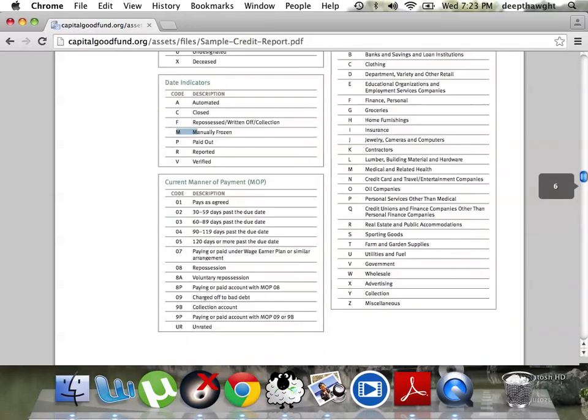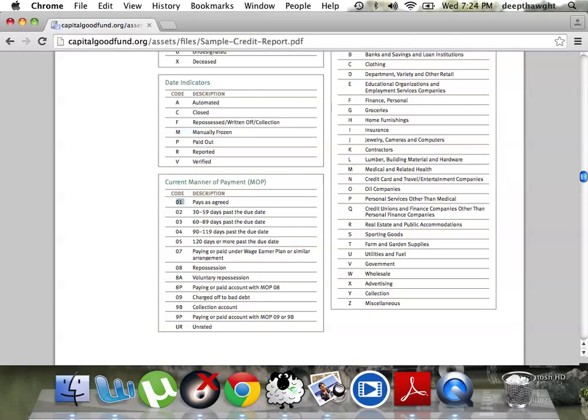Now, current manner of payment, MOP. Code 1. Like I say, ones are good. Paid as agreed. 2, 30 to 59 days past due. So if you're ever reading your credit report, and you see these numbers, if you don't know what they mean, you can actually go to the index that should have a description of what the letters, the numbers, and everything means.